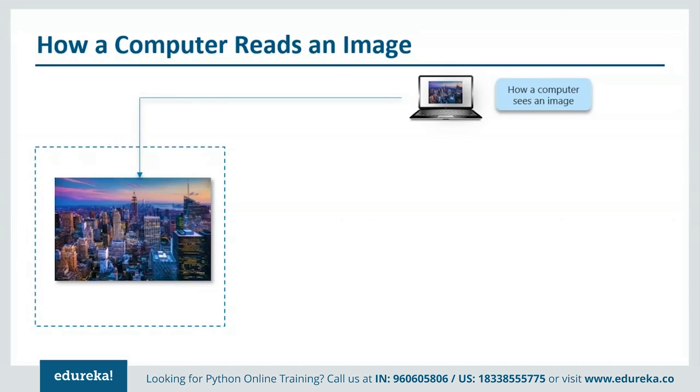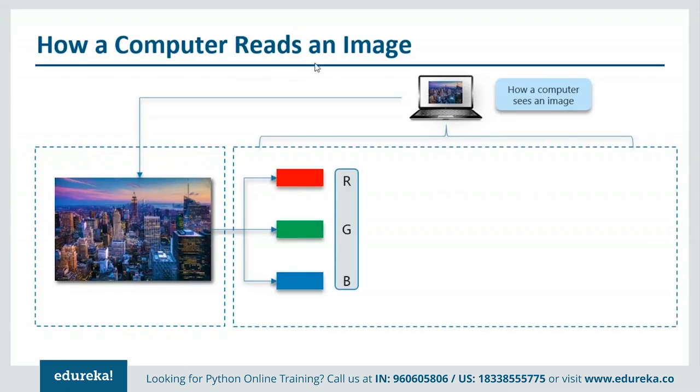Now this is very interesting. So notice the image that is there in front of your screen. A normal human can easily tell that there is a New York skyline in this image. But can computers really see this? Well, the answer is no. Computers see a matrix of numbers between 0 to 255.